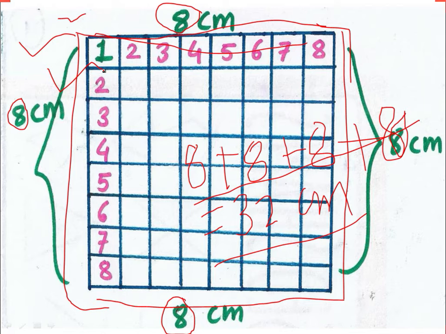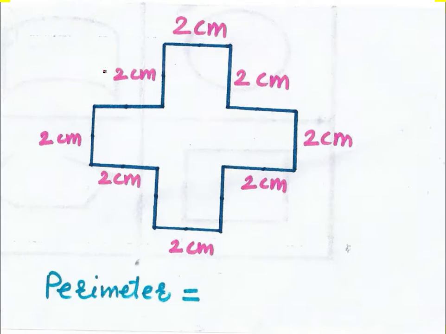If you understand the basic concept, you will be in a position to solve such kind of question very easily. Now dear students, this is the next question, which is again very simple. Distance from this point to this point is 2 centimeter. Distance from this point to this point is also 2 centimeter. From this side to this side is also 2 centimeter.